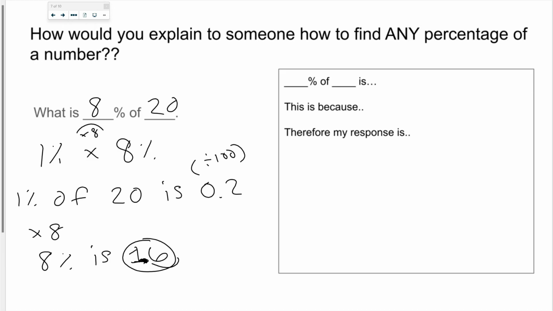Again, to get a percent of any number, you find 1%, then multiply by 8 to get 8%. So 8% of 20 is 1.6. This is because 1% is 0.2, times 8 gives 8%, which is 1.6. Therefore, my response is 1.6.